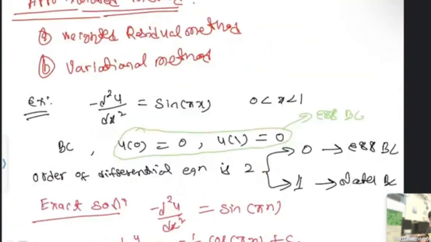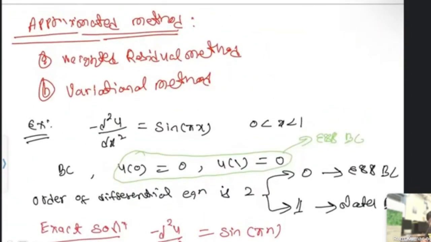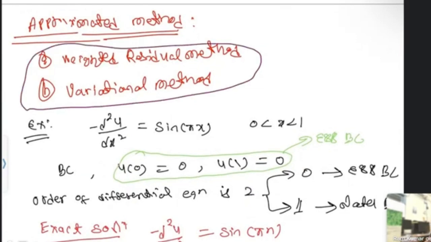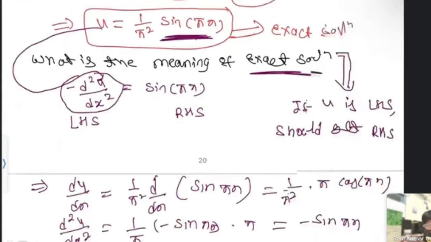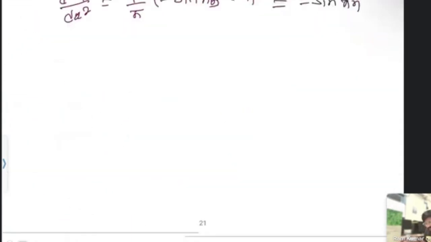So we have to use some approximate method. As I told you, we have two methods, or more, but just for example, two: first the weighted residual method, then second the variational method. So in approximate method, what are we saying?